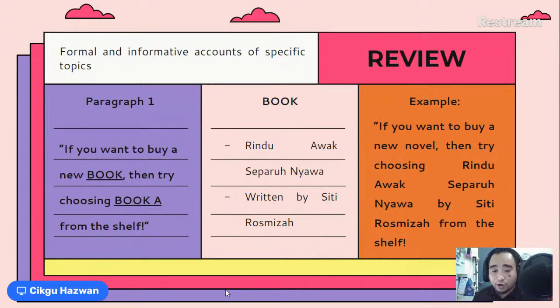Okay, the introductory paragraph of a book review, or the introductory part of the book review. Contoh lah, you want to take the book Rindu Awak Separuh Nyawa, written by a novelist, Siti Rosmizah. I'm not sure how many of you are singing that word while looking at this slide. Okay, for example, if you want to buy a new novel, then try choosing Rindu Awak Separuh Nyawa by Siti Rosmizah from the shelf. We are asking people to do something, because that is the review we are going to do.